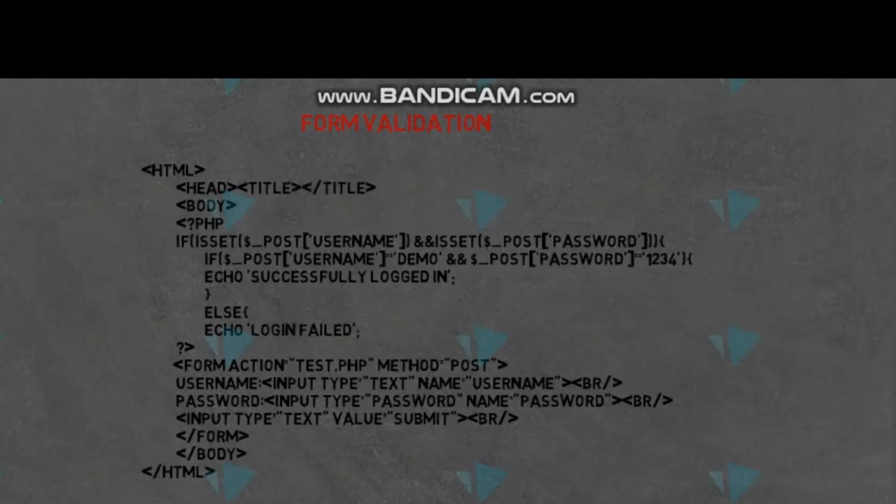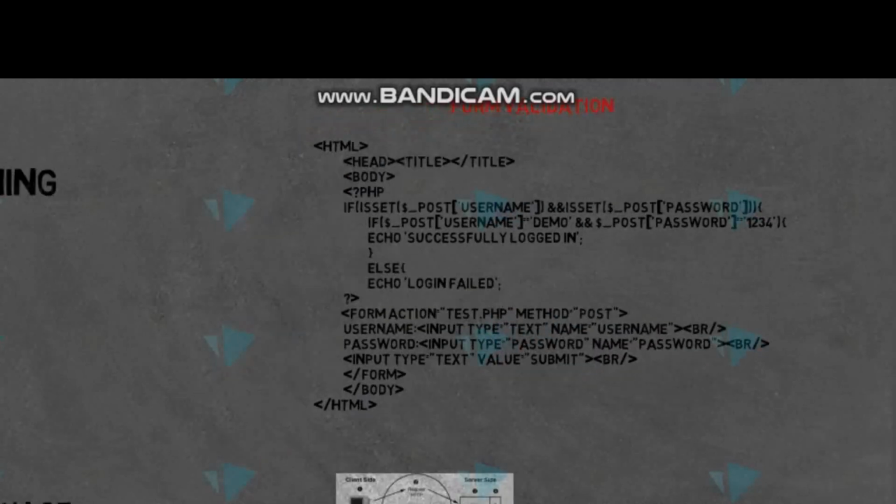Then after that, again an if condition. In the first if condition, username equals demo, then password equals 1234. Here I'm assigning static values. If username is demo and password is 1234, it will print successfully logged in. Here for printing, we are using the echo statement. If it is wrong, it shows login failed.